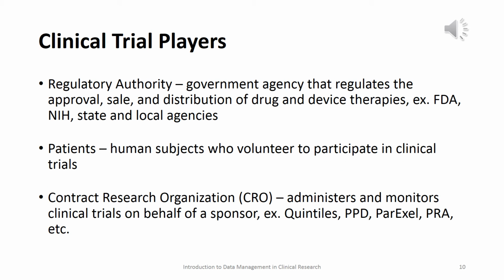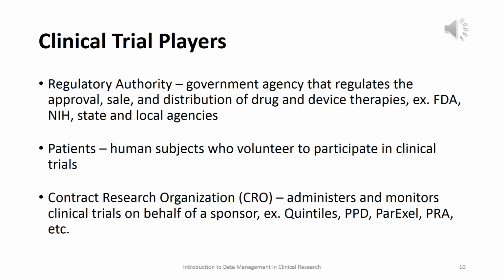A couple more players here. We have the regulatory authority. That's going to be the government agency that regulates the approval, sale, and distribution of drug and device therapies. Examples of them: the FDA here in the United States, the National Institutes of Health. We also have state and local agencies that may be involved as regulatory authorities with respect to a clinical trial. Of course, we have the patients. Those are the human volunteers, human subjects who volunteer to participate in the clinical trials.